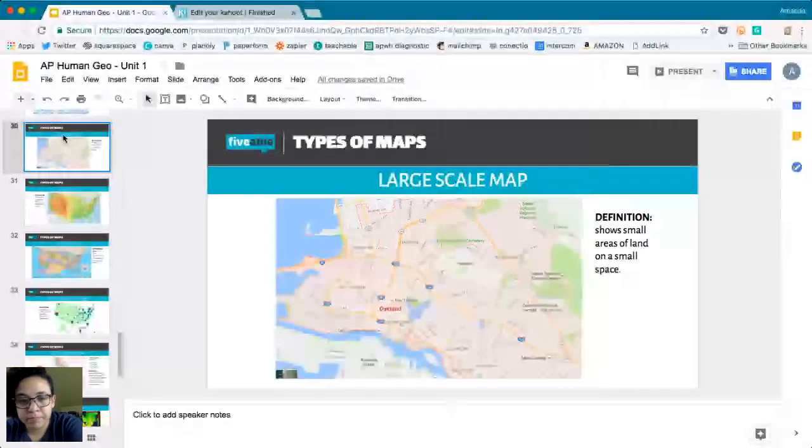Other types of map. Okay, so you've got physical map, right? A physical map is going to show you geographic features, landforms, right? It's going to show you mountains and where flat areas are. A political map is specifically showing you boundaries. It's showing you states, it's showing you countries, right? So this is not showing you where the Rocky Mountains are, but it's showing you where Colorado is.